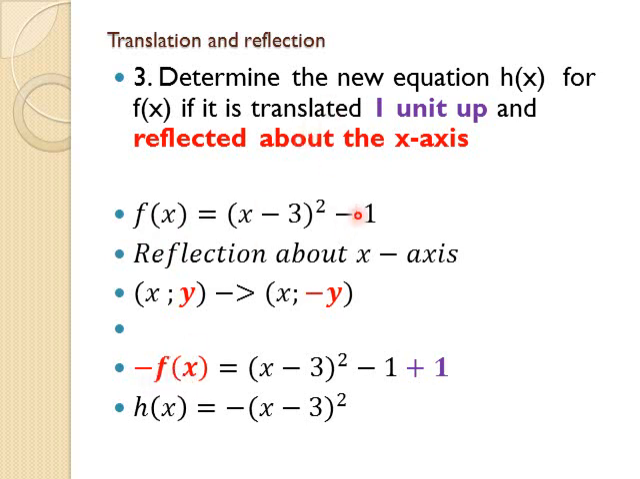1 unit up, we always add at the end here, but the q value, minus 1 plus 1. Right? To write it as h of x, divide by a negative, so that would become negative there. Negative 1 plus 1 cancels, so I have negative x minus 3 all squared. So I hope you follow the process. Right? Let's look at the next problem.